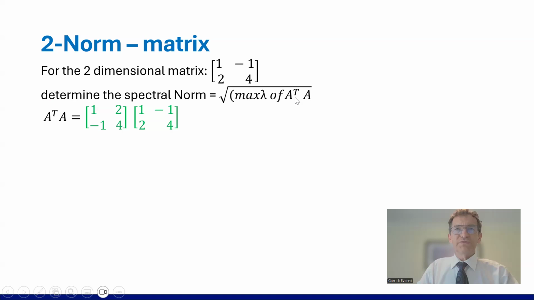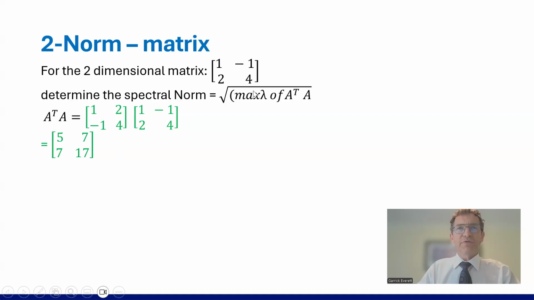So what we'll do is we'll figure out A transpose A first. So there's A, there's A transpose. We've just swapped: that column is now that row, that row is now that column, and that row is now that column. Then we multiply A transpose by A, going across and down. So 1 plus 4 is 5, minus 1 plus 8 is 7, minus 1 plus 8 is 7 again, and 1 plus 16 is 17. That's a pretty straightforward calculation to get A transpose A.